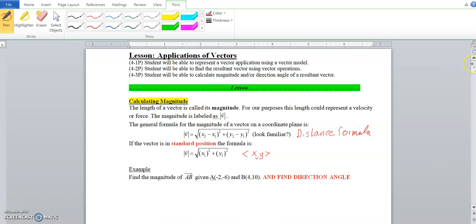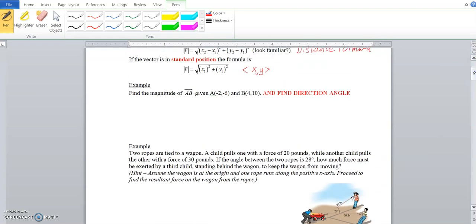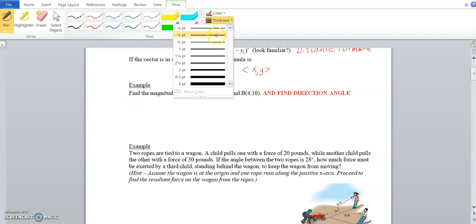Next, we're going to go to the first example: find the magnitude of a vector. Here we are not in standard position, because point A and point B are given, and they're not 0, 0. So the first thing we have to do is use that first equation. We find the component form first, and then we do the whole square root equation.